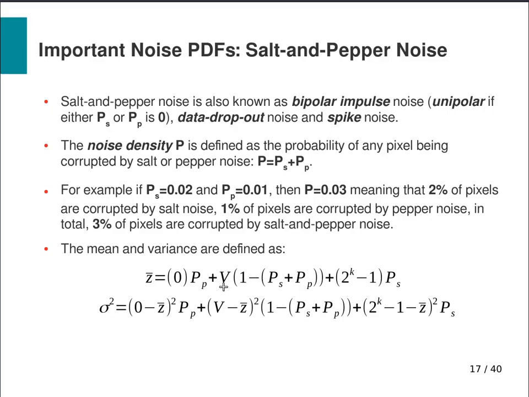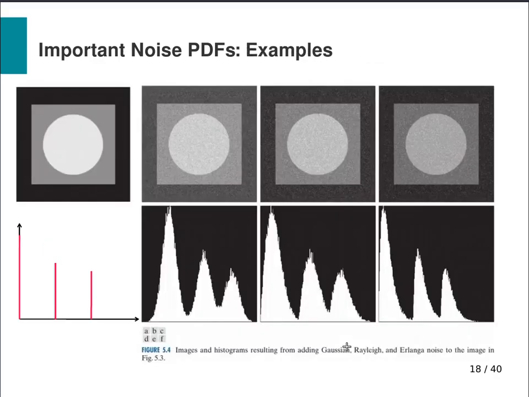Then we have V multiplied by its probability, then we have 2^k minus 1 multiplied by its probability. As for the variance, we basically can use the equation for the mean and replace it in the equation for the variance that we saw before. If we do that, this is the equation that we get for the variance of the salt and pepper noise. So now let's take a look at some examples here.